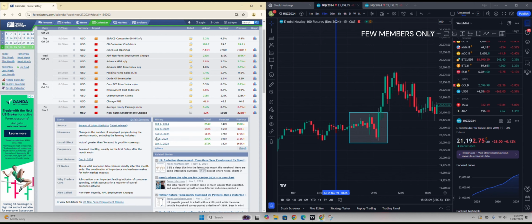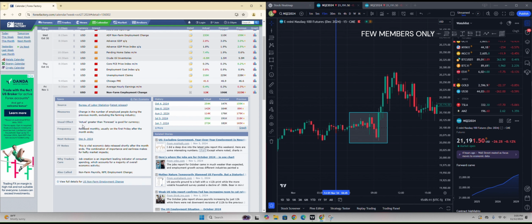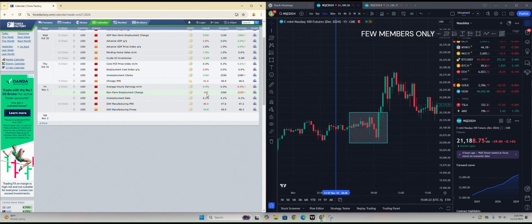So what that means, it tells you here: actual greater than forecast is good for currency. So actual greater than forecast is actually good. So this is not good. Well, this is actually good, right? People said that it's going to go down, and it did go down, but it did not go down to the number that they expected. So it's good, but it's not the greatest.